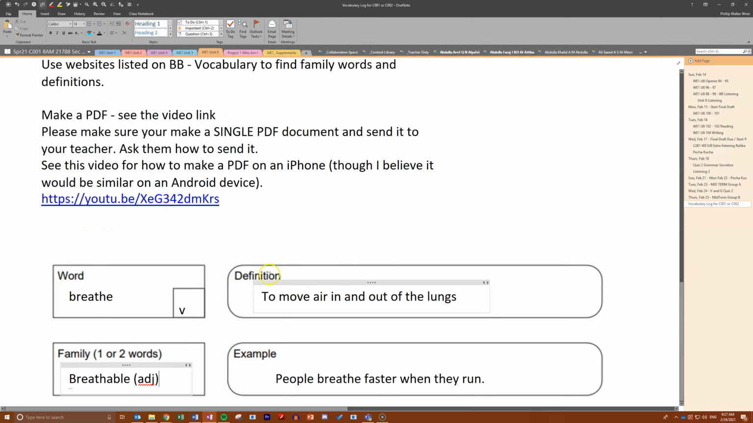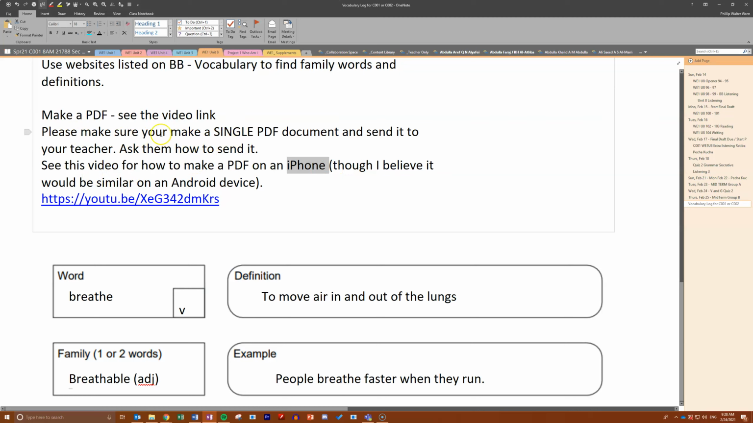When you complete the entire vocab log, make a PDF. Here is a link to a video I will put in this video as well in the comments, and part of the description, that shows how to make a PDF on your iPhone with a program called Microsoft Lens. It is on an iPhone, but I believe it would be very similar to an Android device.